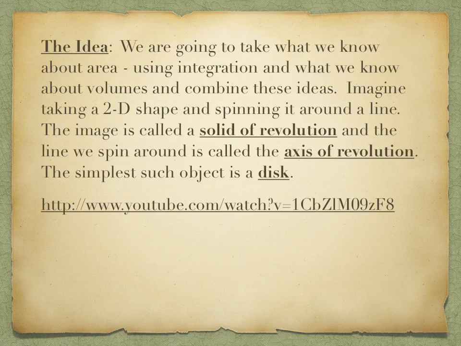When you spin this object, it's going to be called a solid of revolution. The line that you spin it around is going to be called the axis of revolution. And the simplest object that exists of this type is called a disk.